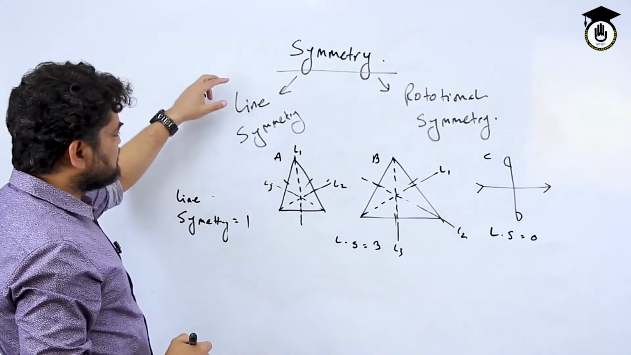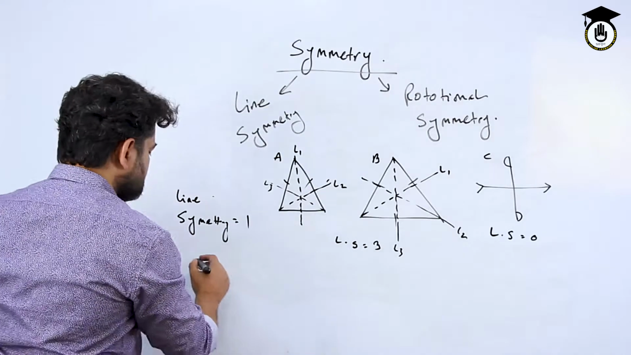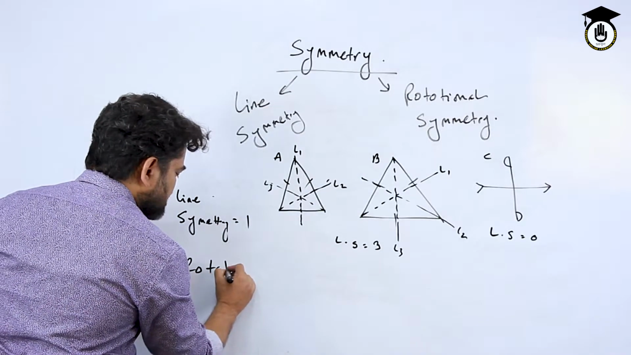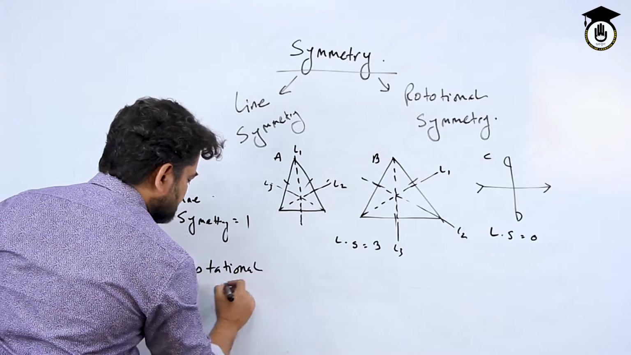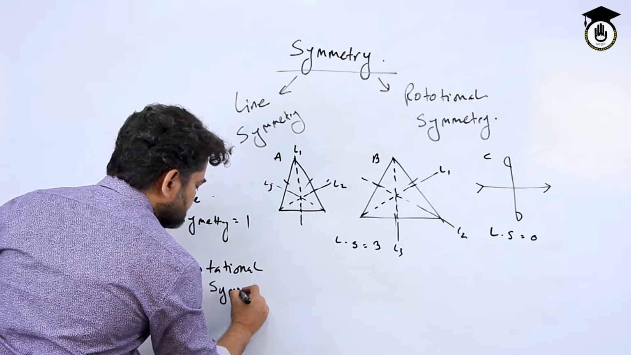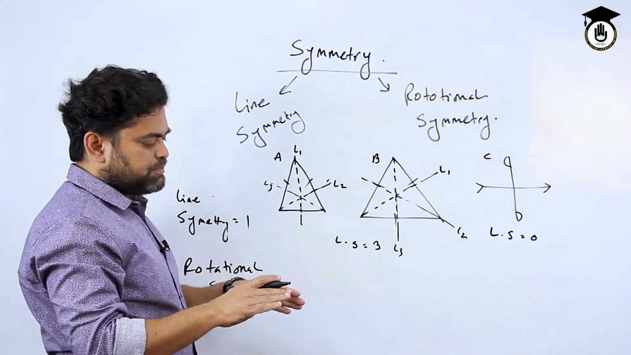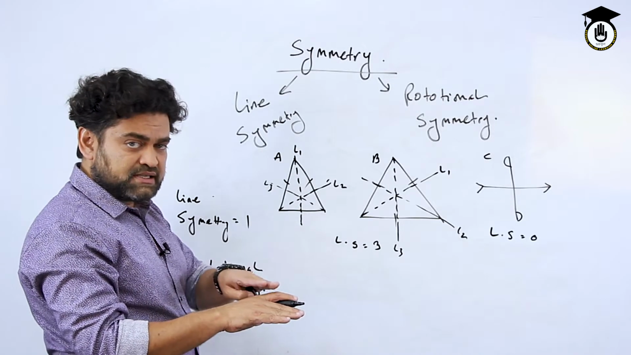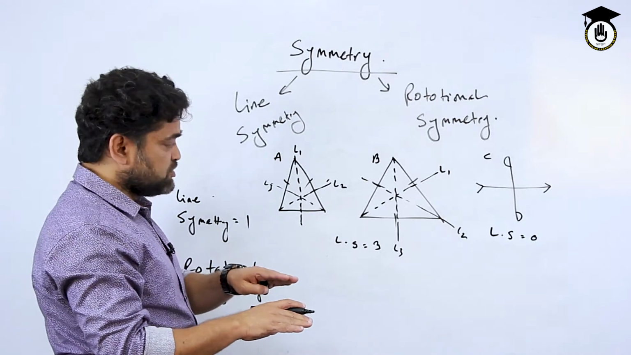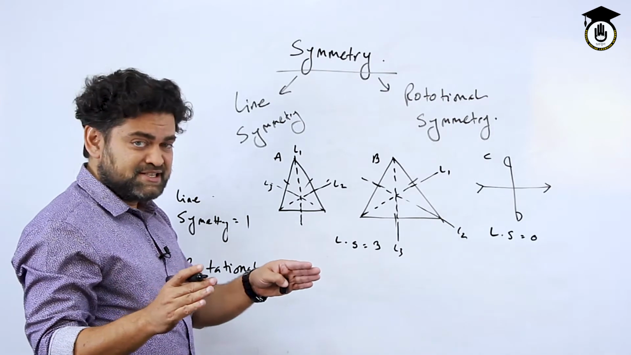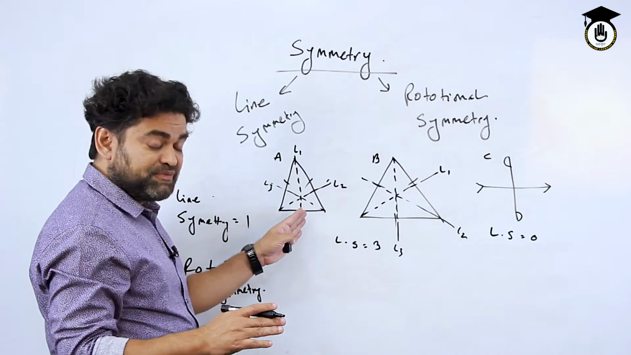Now let's come to rotational symmetry, another one. If you try to understand rotational symmetry, it means that you have to rotate the body, and parts of the body will be placed one on another equally. Okay, so I hope you understand. Concentrate on this one very carefully.